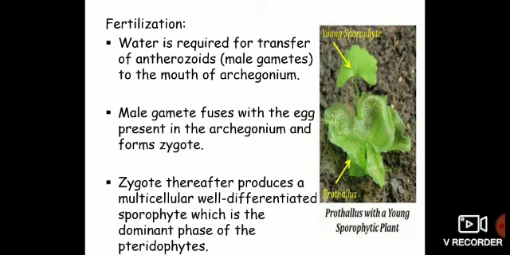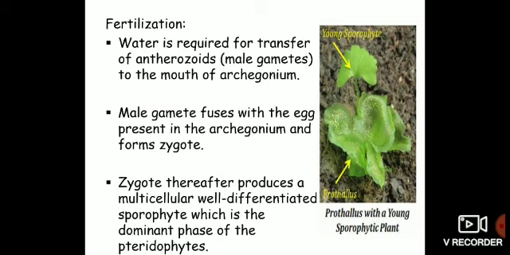Okay, and then the egg, the neck canal cells and the venter canal cell are believed to produce some chemical substances, especially malic acid. That means the further movement of the antherozoid from the mouth of the neck to the egg takes place with the help of chemotactic stimulus. A chemotactic stimulus is generated, and that stimulus attracts the antherozoid towards the egg.